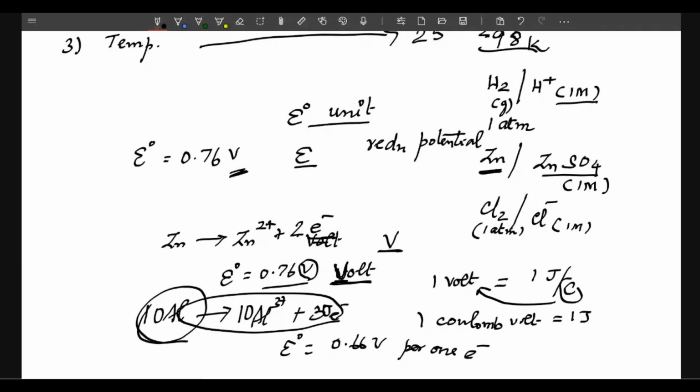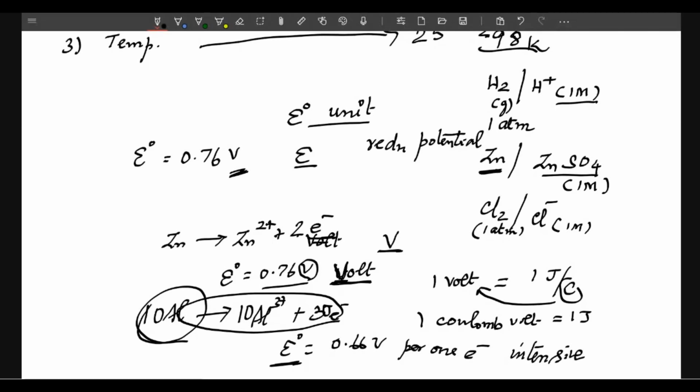Therefore, this epsilon zero value is not dependent upon the mass or the moles present in the equation. Therefore, we call such properties intensive properties. You might have studied intensive and extensive properties in colligative properties. What physical parameters are called intensive properties? Those physical parameters which are independent of the mass of the substance are called intensive properties.